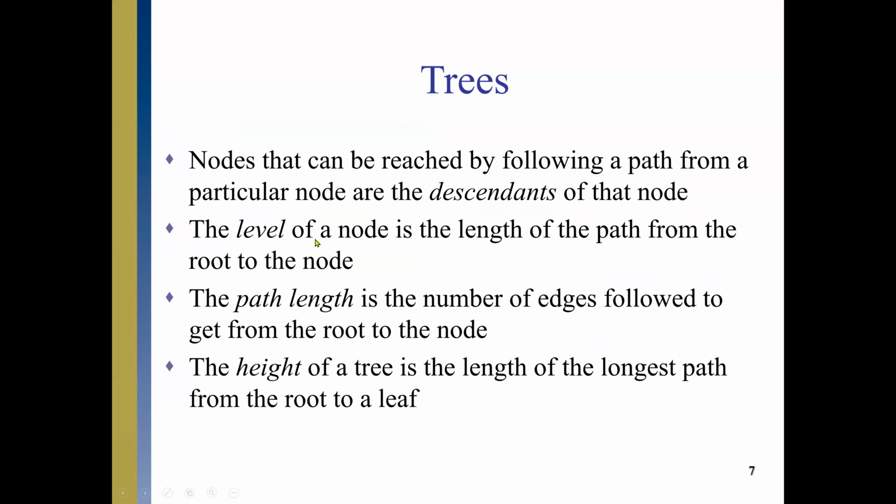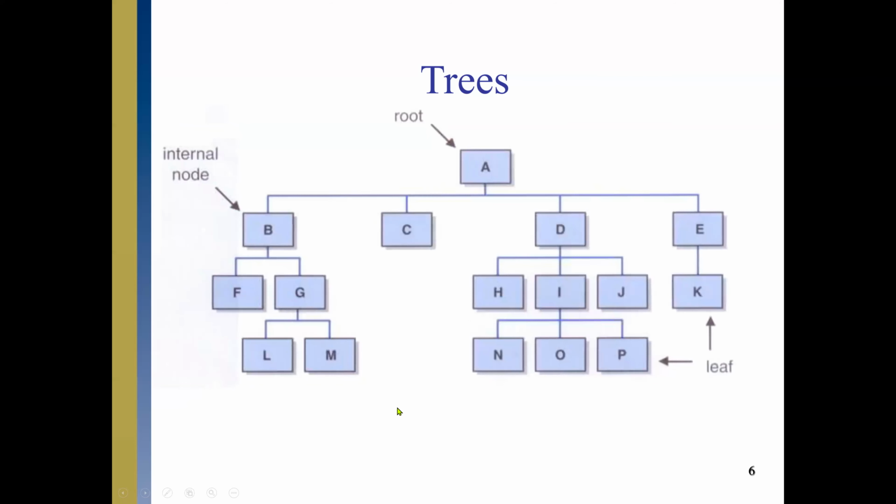So again, the level of a node is the length of the path from the root to the node. The path length is the number of edges followed to get from the root to the node. And the height of a tree is the length of the longest path from the root to a leaf. So let's see here, what is the height?